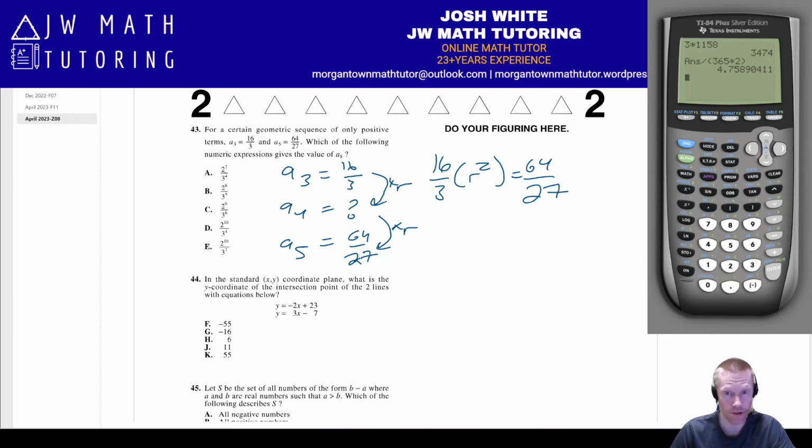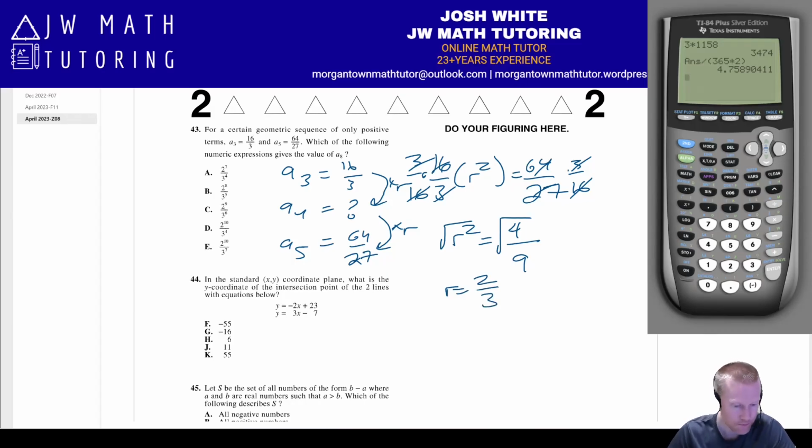Now you can just solve this for r. Multiply both sides by 3 over 16 to cancel out all the numbers on the left. If you do this here, 3 and 27 will cancel, and you should be left with 9. 16 and 64 will cancel, and you'll be left with 4. And now you can just square root both sides. So the common ratio here is 2/3.